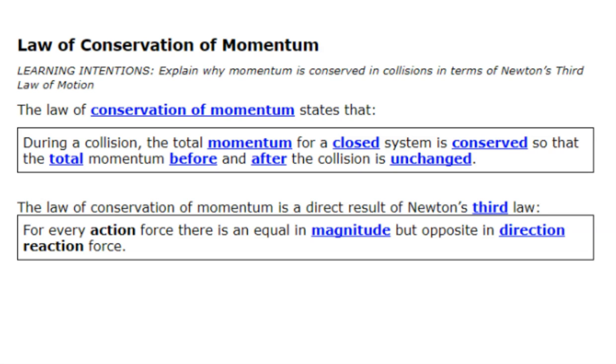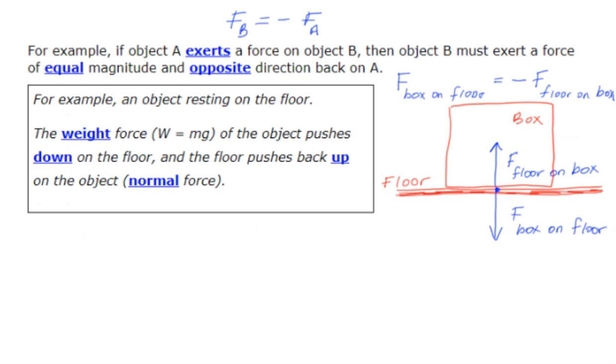The law of conservation of momentum is a direct result of Newton's third law, which states that for every action force, there is an equal in magnitude but opposite in direction reaction force. I just want to firstly point out that the diagram in the notes was not represented correctly. That would have been showing balanced forces. Relating to Newton's third law in this example, we can say that the force of the box on the floor is equal and opposite to the force of the floor acting on the box.